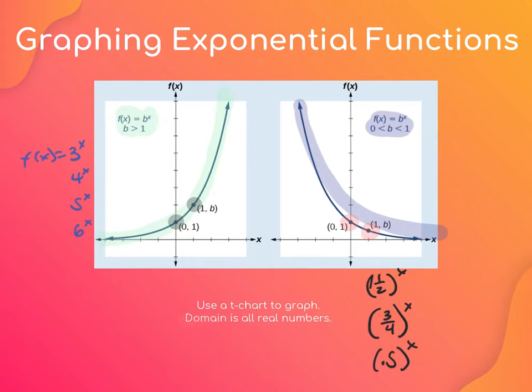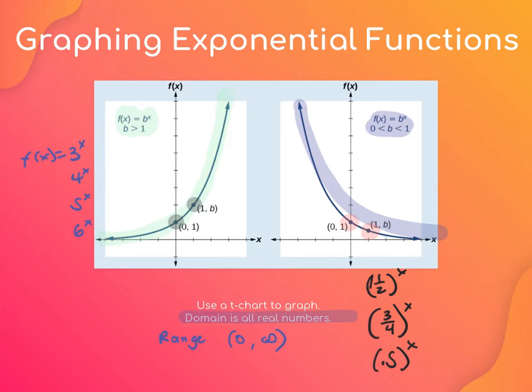The domain of these is all real numbers. So notice that my arrows point both left and right. So my domain is going to be all real numbers. The range of the parent function is going to be 0 to positive infinity. So it's going to get as close to that x-axis as it possibly can without touching it. And this is again of the parent function.